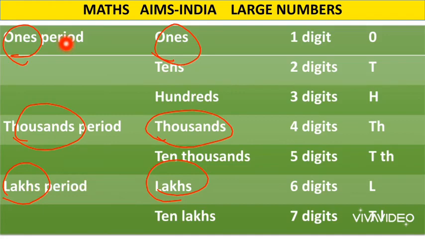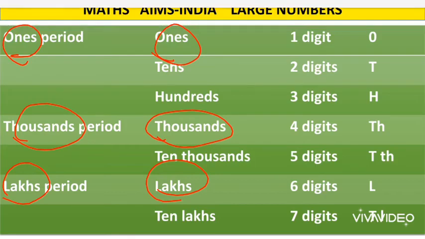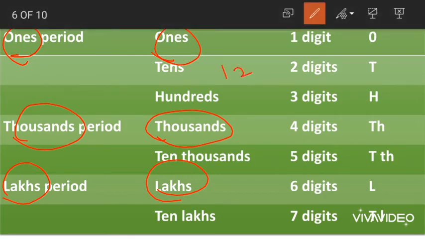Okay children, now you might be wondering why these periods are important. These periods are important because we put commas in a number depending on their periods. What do we put, children? Commas in a number. If I take this number 1, 2, 3, 4, 5, we have to put commas in a number to divide the number into some parts. How do we put commas? After the end of ones period we put a comma, after the end of thousands period we put a comma.